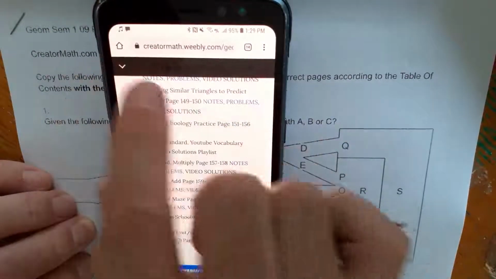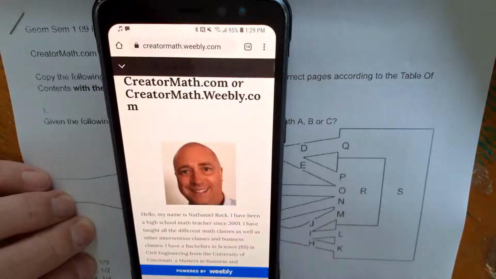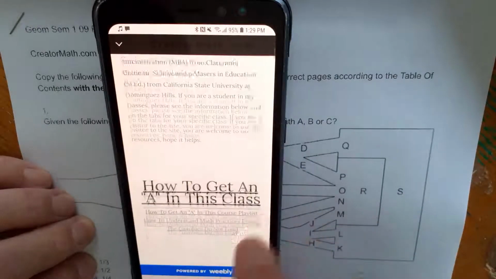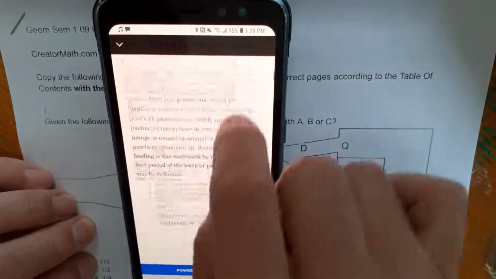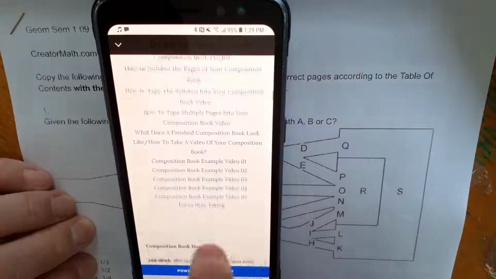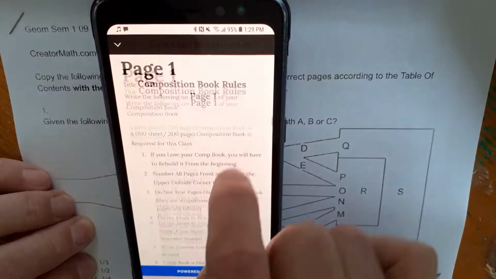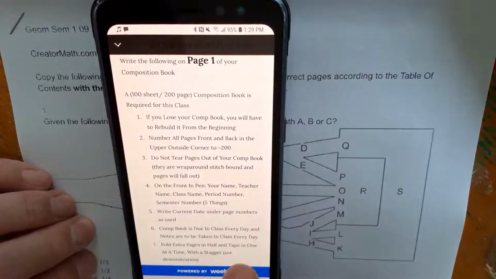Google that. You should get to a home page. Looks like this. If you have any questions on the composition book, scroll straight down until you see the words composition book. Follow all the directions, watch all the videos, follow all the deadlines, put everything where it's supposed to be, and you should have a 90 to 100% on your comp book.